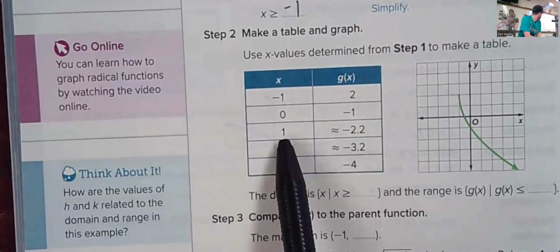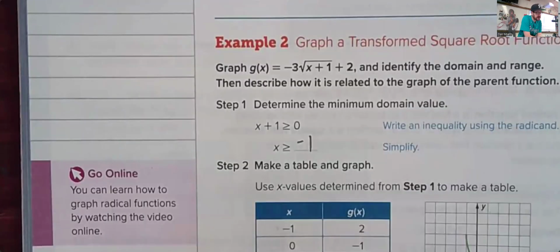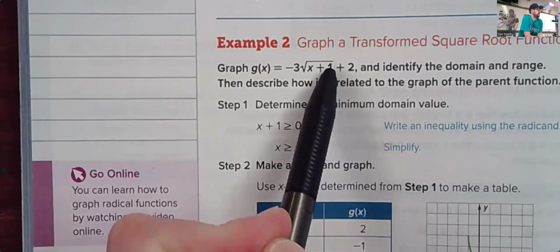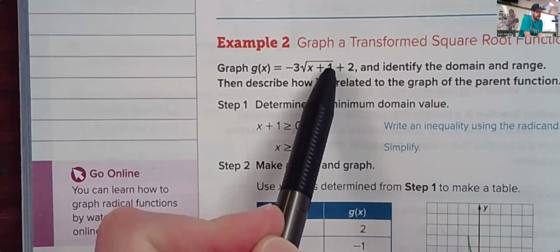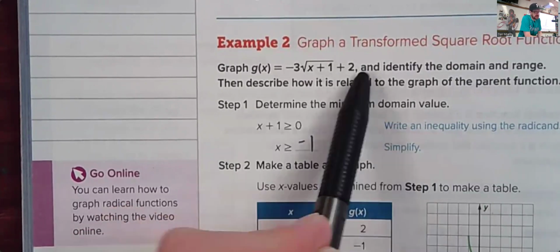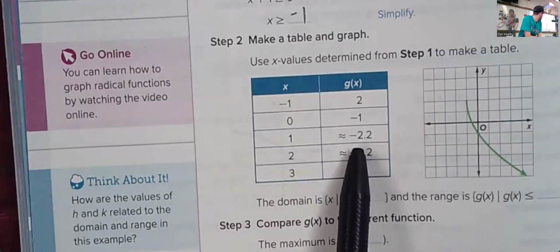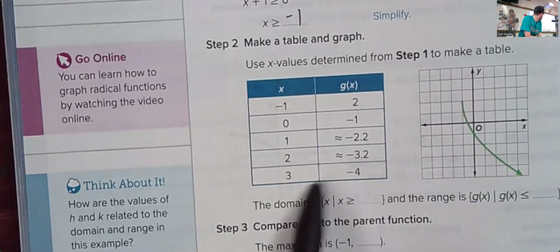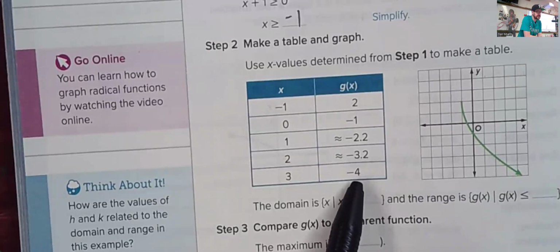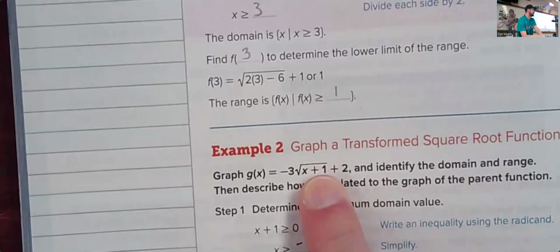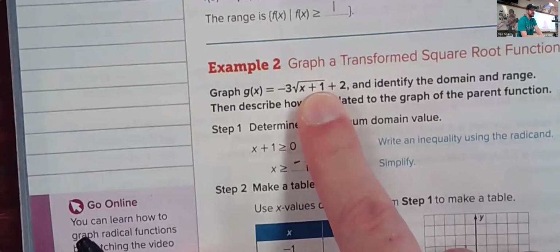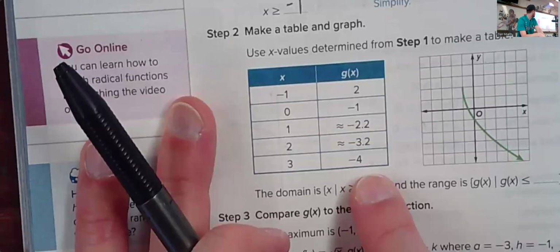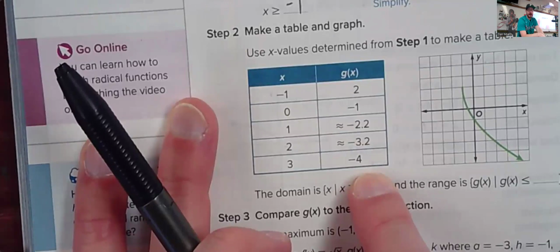If you plug in 1, 1 plus 1 is 2. The square root of 2 is like 1.4 something, right? Multiply by -3, add 2, you get about -2.2. If you plug in 2, you get about -3.2. And then if you plug in 3, you get exactly -4. And that's because if you plug in 3, 3 plus 1 is 4. The square root of 4 is 2. 2 times -3 is -6, and -6 plus 2 is -4. Therefore, you get 3, -4.